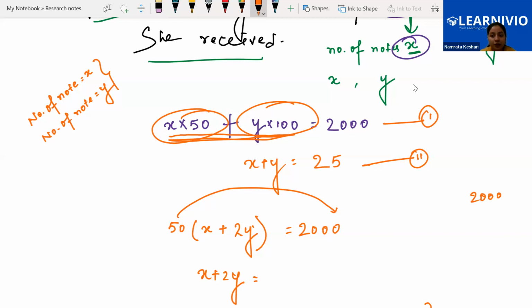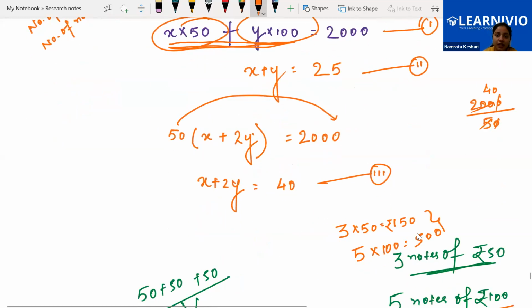2000 upon 50, that is 40. This is our equation number 3. Now we just have to deal with equation 3 and equation 2, which is x plus y equals 25. Now you tell me which method we can apply here.